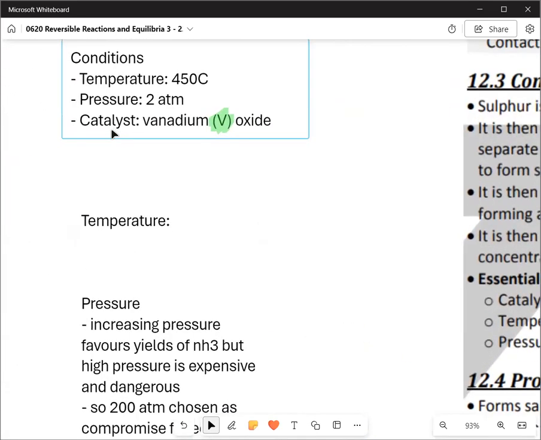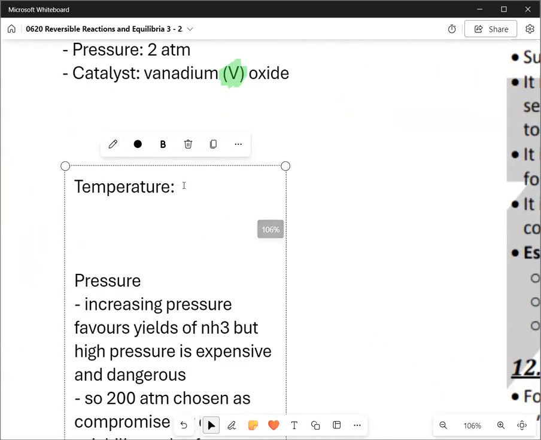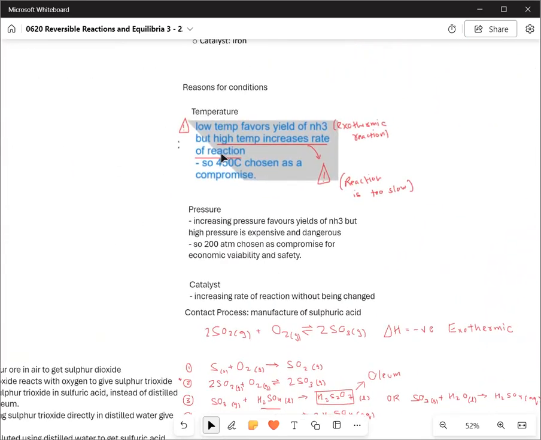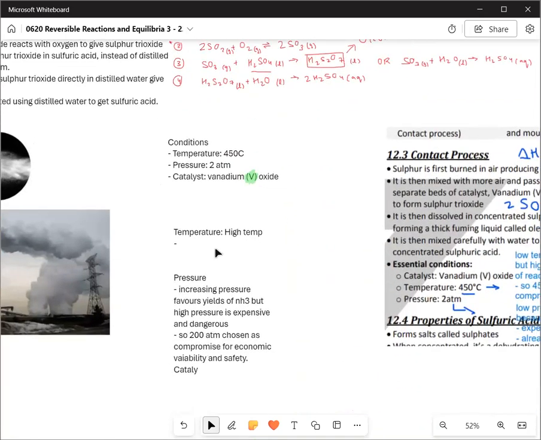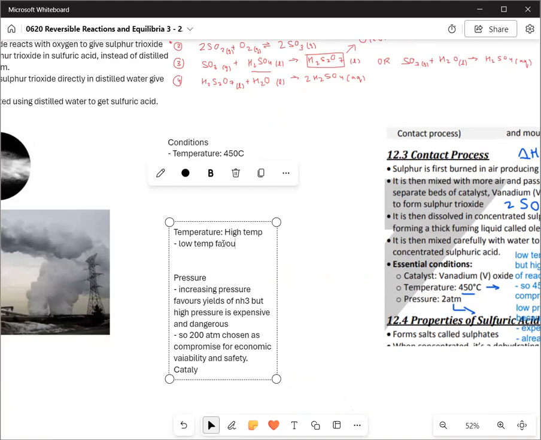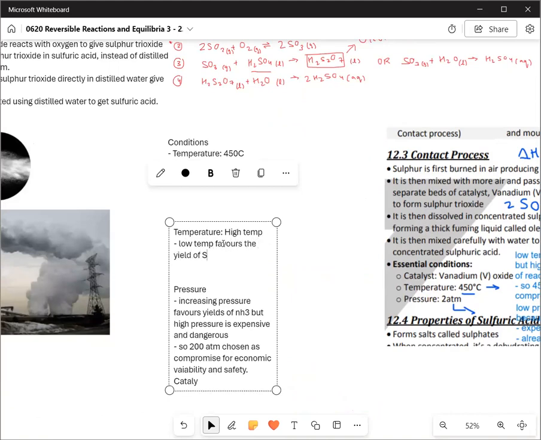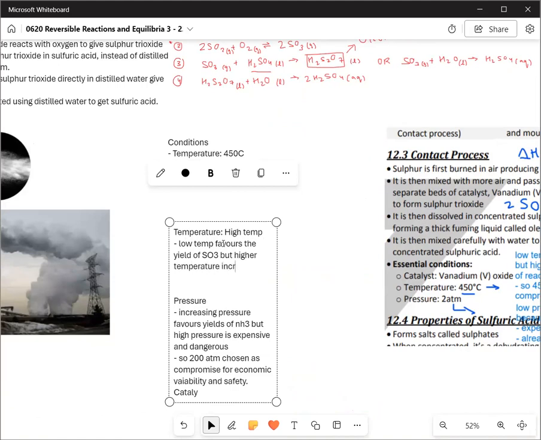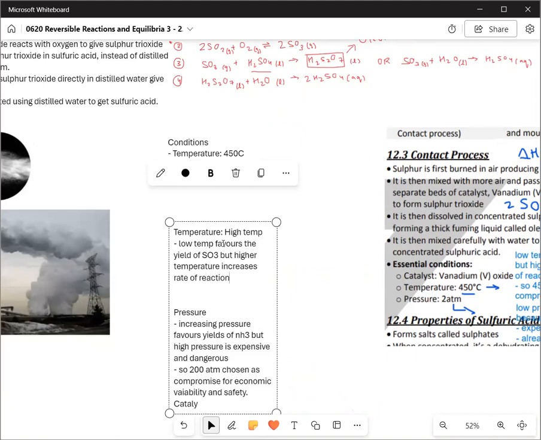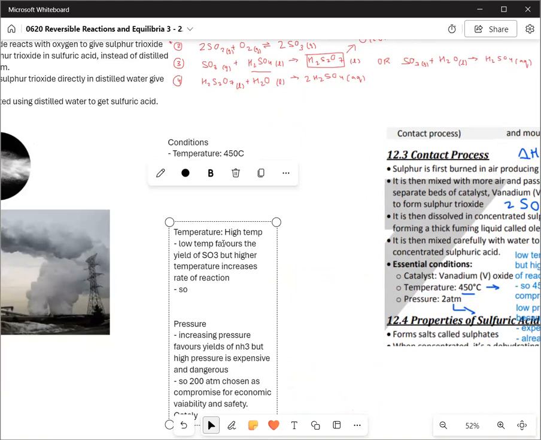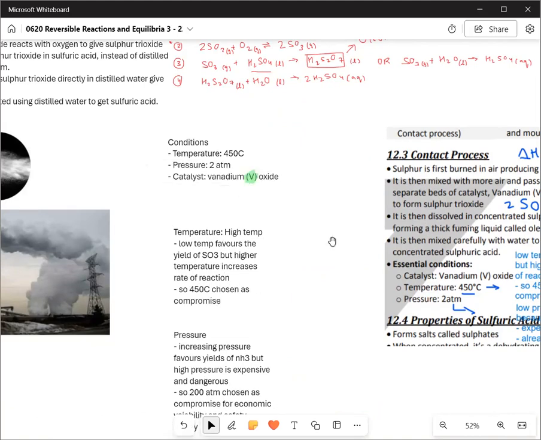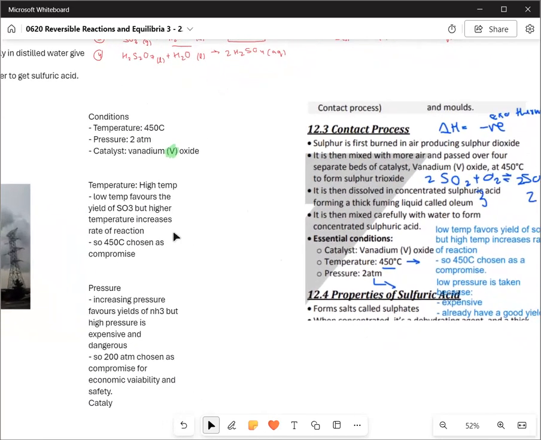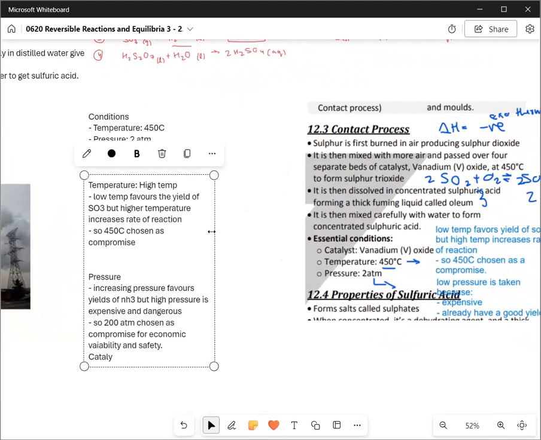Again, Julia, are we using a high temperature or a low temperature here? High temperature. Well, the issue with this is, increasing the temperature might be useful, but in reality, low temperature favors the yield of SO3. But higher temperature increases the rate of reaction. Same thing. So 450 degrees Celsius is chosen as a compromise. Any questions in this? No. So we're just choosing this because we want to increase the rate of reaction.